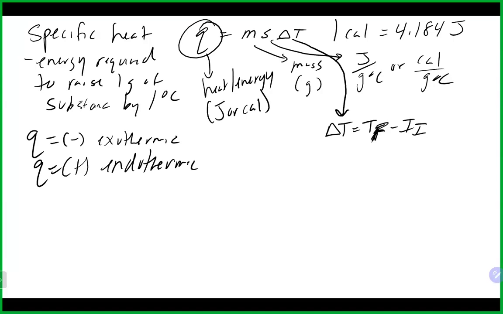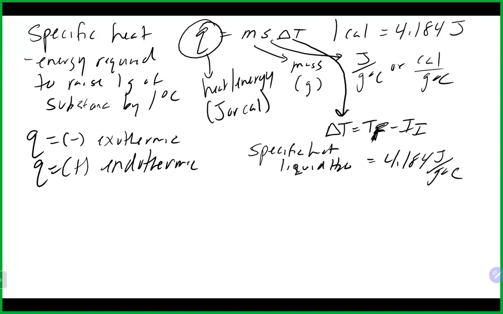We talked about a relationship here and obviously the specific heat of liquid water is that 4.184 joules per gram degree Celsius. It also is 1 calorie per gram degree Celsius, which is basically this conversion here as well.